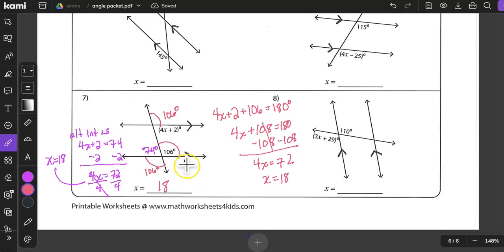So again, most of these are relationships that are obvious. But if it's not something obvious like this one, then you say, all right, what do I know is 106 degrees? Or what do I know is congruent to 4x plus 2? And then use that information to come up with a relationship that makes a special pair that you can then set up your equation and solve.